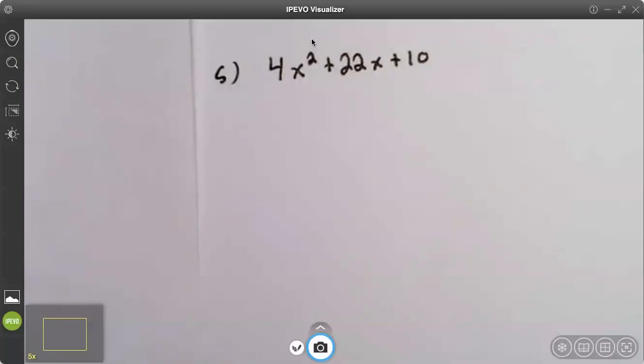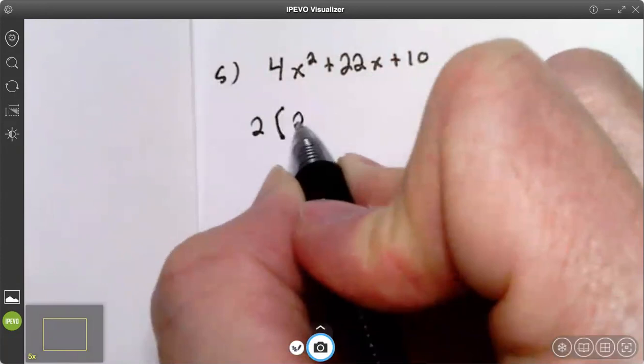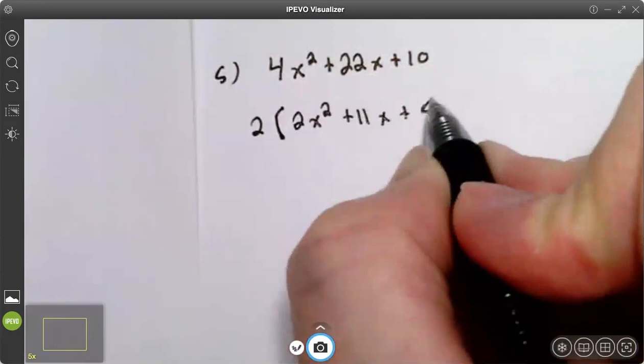Try number 5. Number 5 are all even numbers, so I know 2 will go in there. I'll check and see if a bigger number will. It won't. 2 is my greatest common factor. So it's going to leave me with 2x squared plus 11x plus 5. Let my 2 hang out over here.